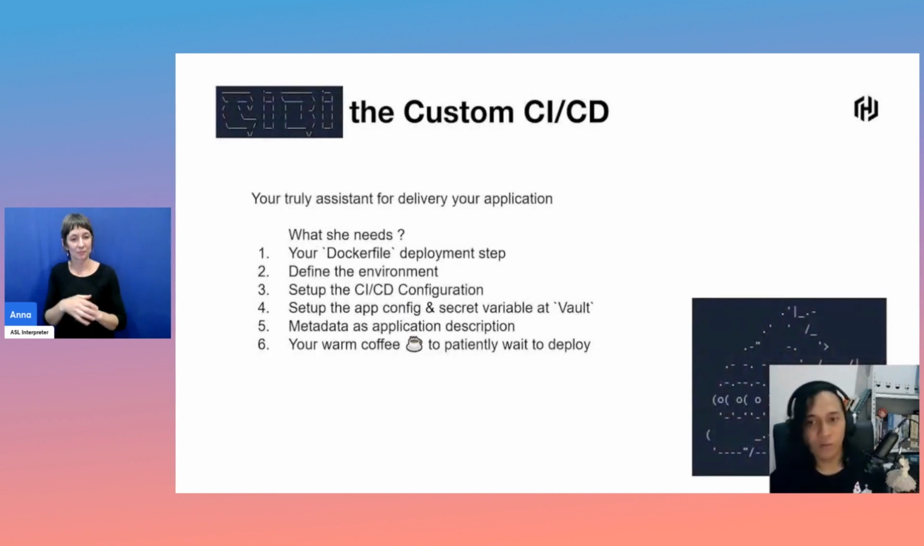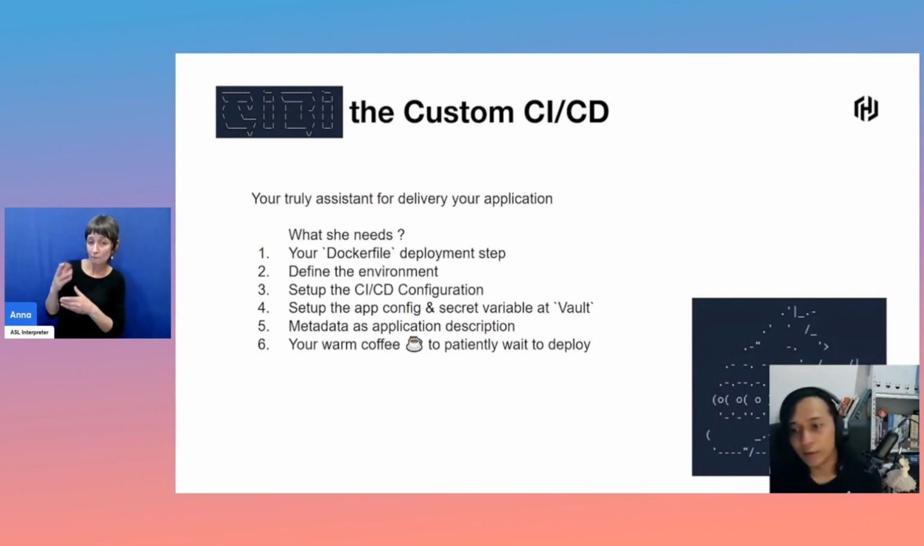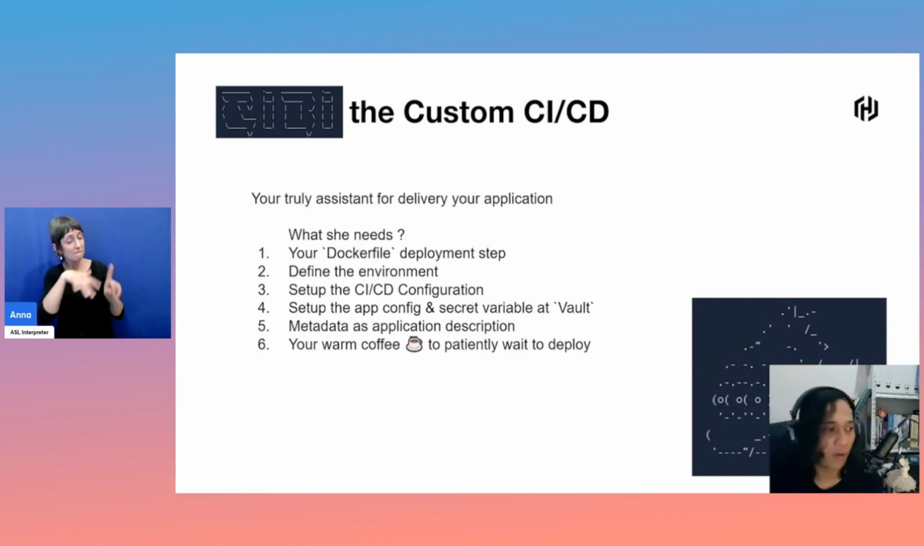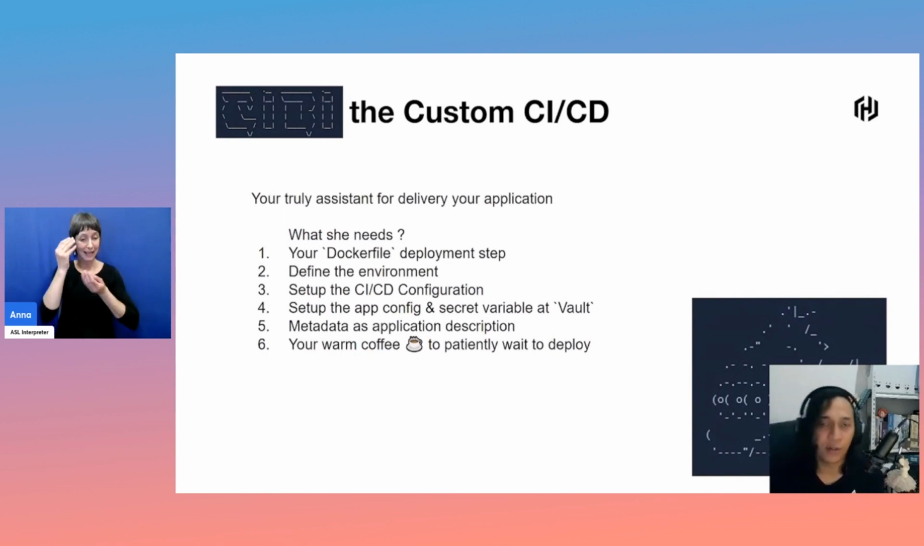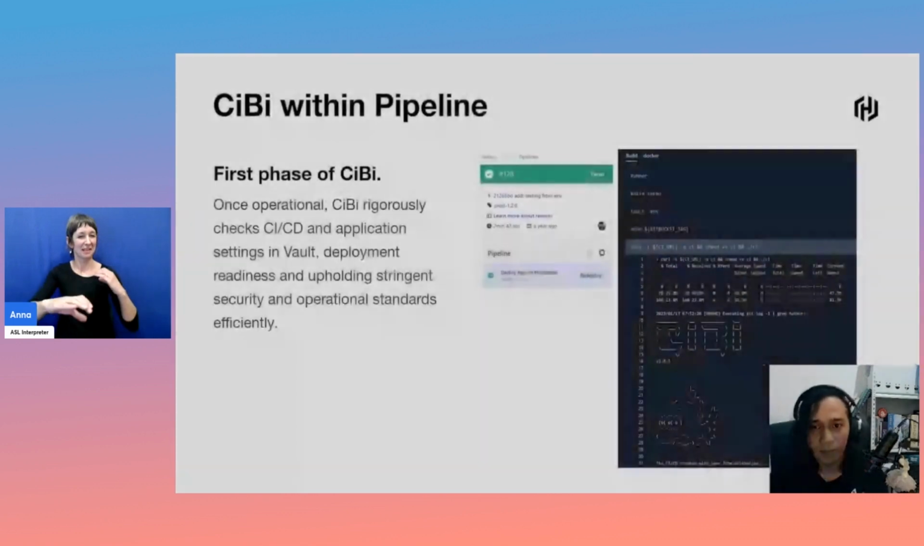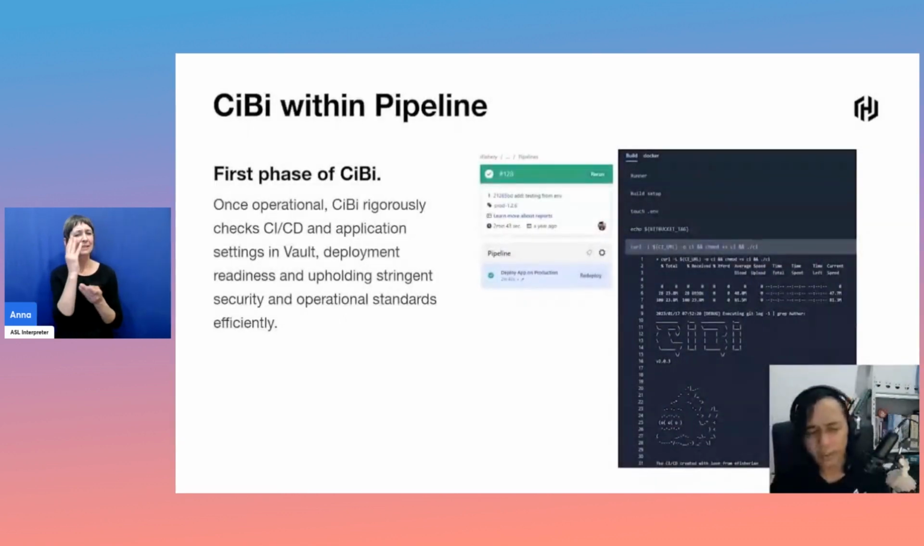Okay, so how does GB work and what does it actually need? You see, GB only needs a little setup. You need a Dockerfile, you need to define your environment, you need to set up your configuration, set up your secret at Vault, also the metadata, and then you can just enjoy your pipeline. Okay, I'm going to tell you a little bit about the steps behind the CICD, how it works and how it looks. Okay, now when GB is running, this is how it looks.